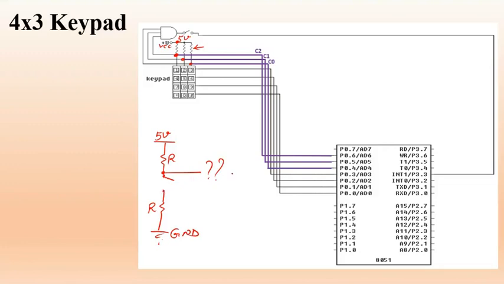Sir, 5 volt. 5 volt. Why? Because there is no current flowing, and therefore there is no potential drop taking place. Potential drop will take place only when current starts flowing. So there is no drop. That's the word, drop. Okay, so 5 volt is there and there is no drop here, so you will get 5 volt here.